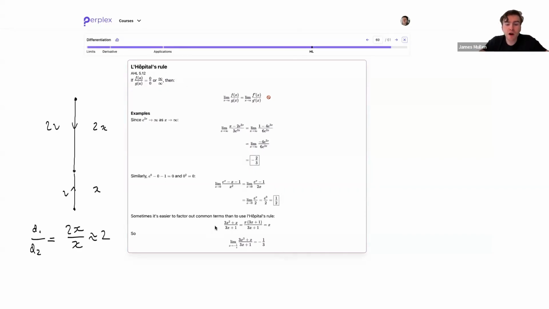Sometimes it's easier to factor out common terms rather than use L'Hopital's rule. If you have common factors, like 3x plus 1 and 3x plus 1, you can factor them out. It's going to be easier. I'm saying that because sometimes you can do either 5 steps of L'Hopital or 2 steps of L'Hopital and then cancel some common factors. So always be looking for common factors if you have them.